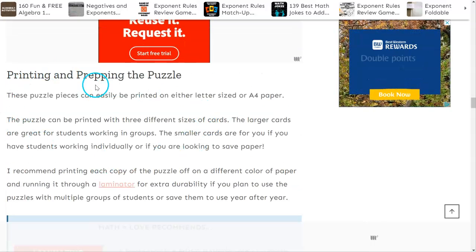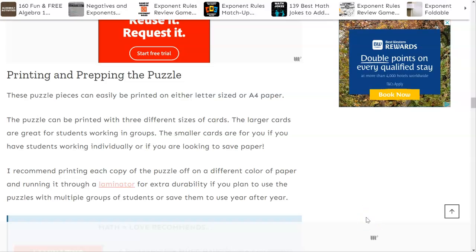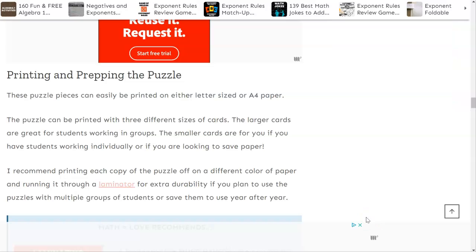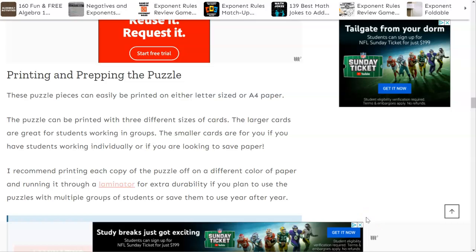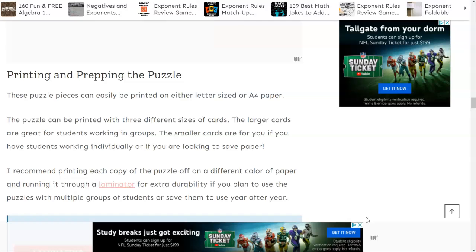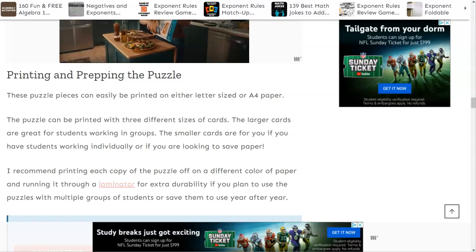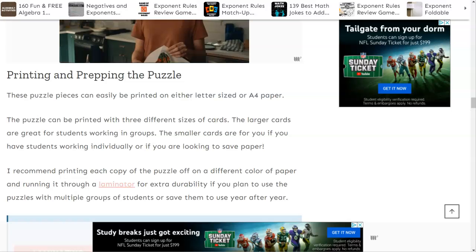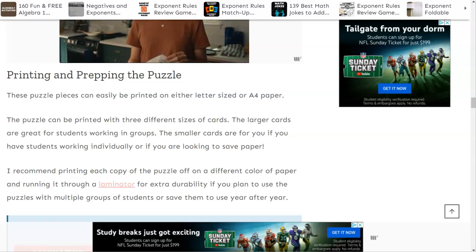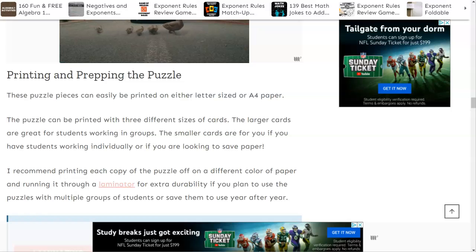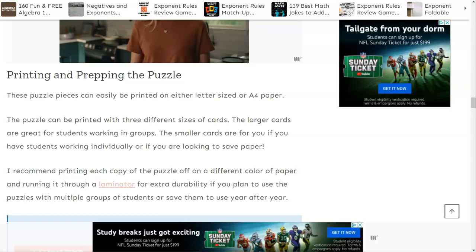She gives you some instructions for how she preps hers on certain types of paper, and she uses a laminator and does all that. So if you're going to reuse this year after year, it might be worth the effort to go ahead and cut these out and do this yourself. But if you're doing it for individuals, if each kid's going to do their own, then of course you would need their own. My suggestion is that you do these in teams.